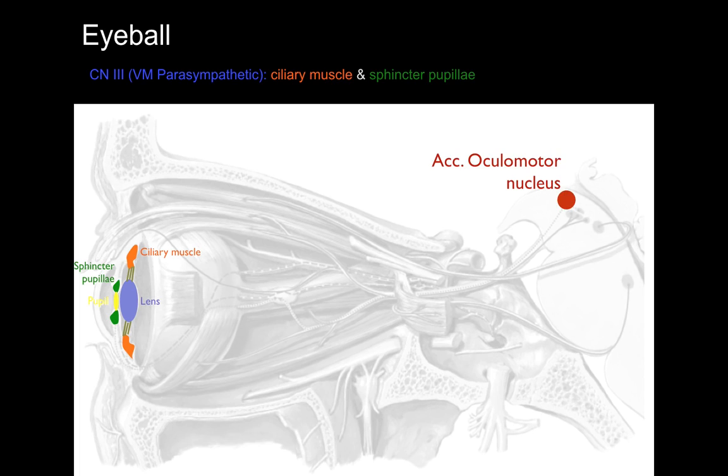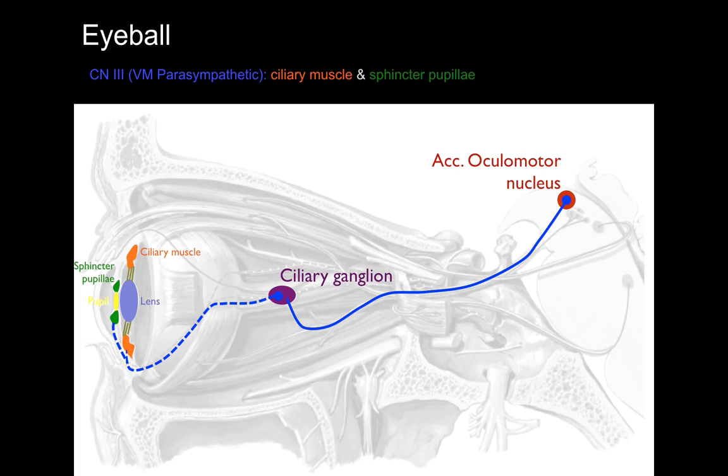So the accessory ocular motor nucleus, which I don't care if you remember or not, is the origin of this parasympathetic pathway. And it sends a preganglionic parasympathetic nerve along with cranial nerve 3 to synapse in the ciliary ganglion, a peripheral ganglion. Then postganglionic parasympathetics travel along cranial nerve 3 to cause the sphincter pupillae muscle to contract or to constrict the pupil.